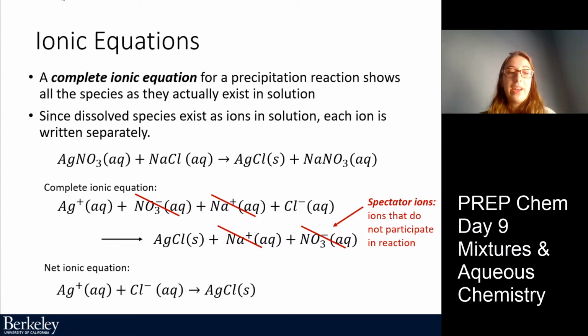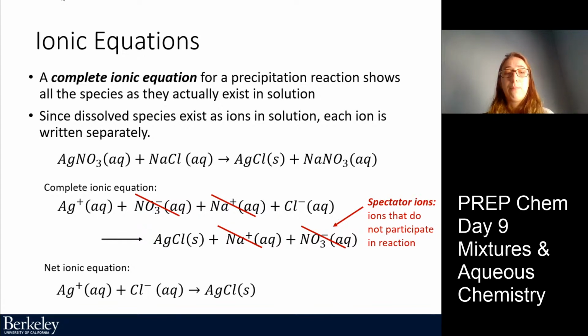So when we write the net ionic equation, what we do is we remove all of these spectator ions from our reaction equation. This is just to make things easier to write. So then we would just have the species that actually react. So in this case, that would be the silver and the chloride ions, and they react to form the silver chloride solid precipitate.